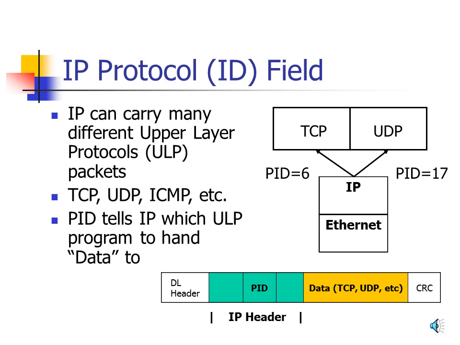Now we will see in the TCP section that TCP has a port that identifies what the contents of the TCP packet is, so that TCP can then hand the contents of the TCP packet to the next upper layer protocol for continued processing.